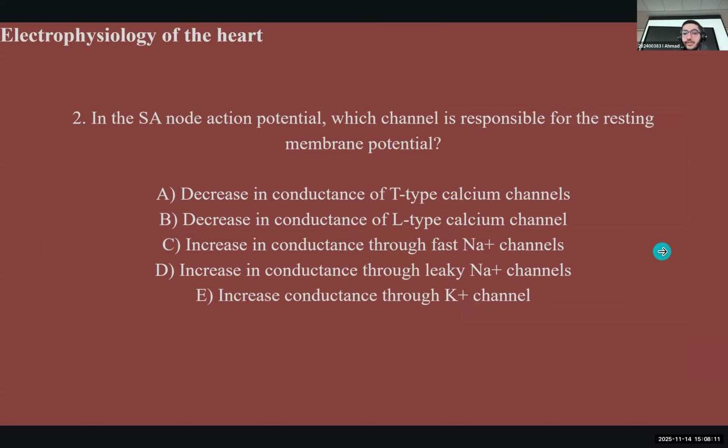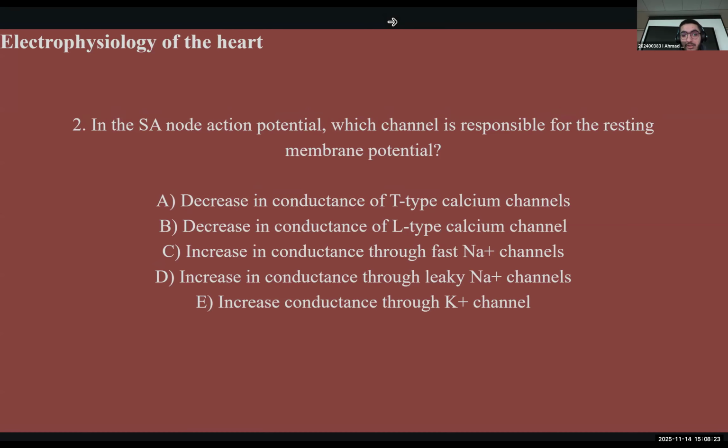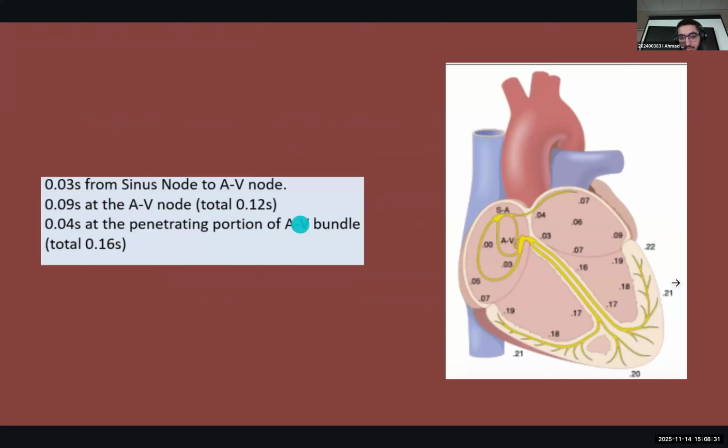In the SA node action potential, which channel is responsible for the resting membrane potential? Isn't 0.16 seconds to reach the septum, not the Purkinje fiber? No, it's 0.16 seconds to reach the Purkinje fiber, as you can see here. We're taking the AV bundle, so it's to reach the AV node, then to continue to the Purkinje fibers.